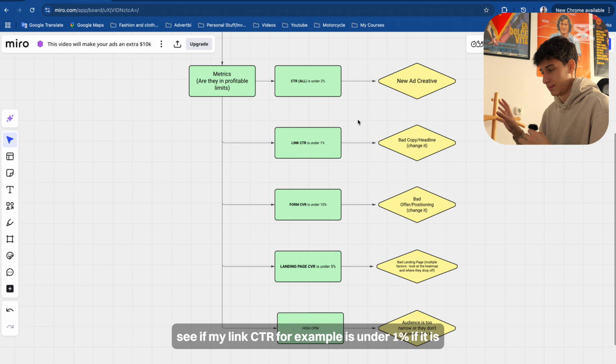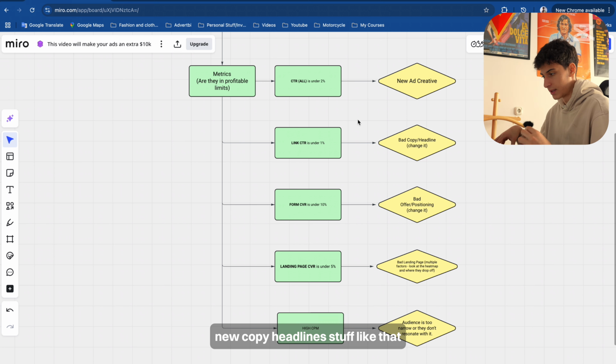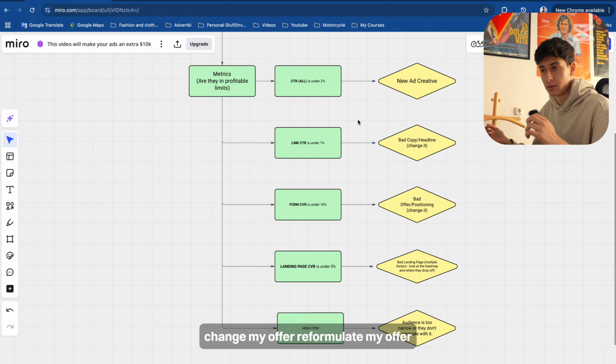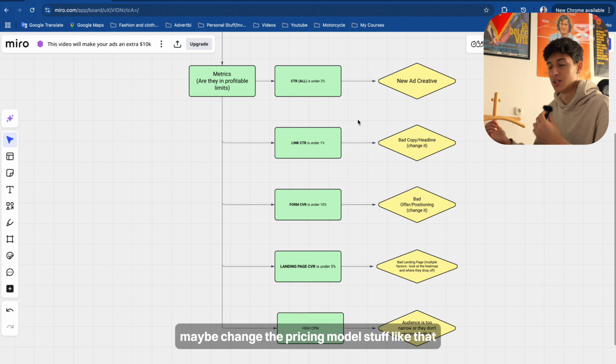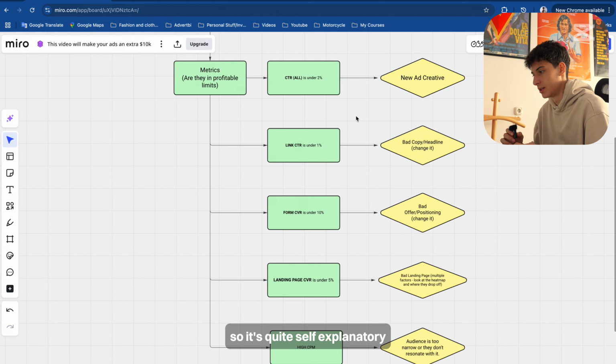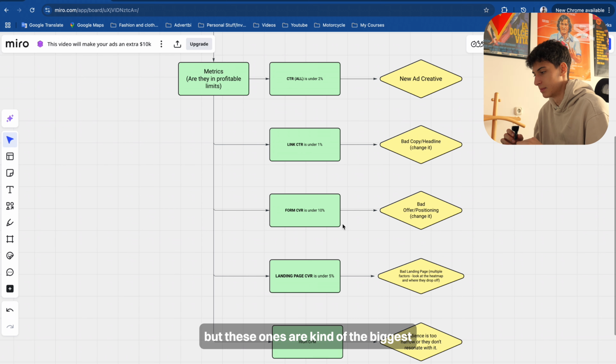See if my link CTR, for example, is under 1%. If it is, I have to change my headline or copy. Test new copy, headlines, stuff like that. If your form CVR is under 10%, you have a bad offer. Change my offer, reformulate my offer, maybe change the pricing model, stuff like that. So it's quite self-explanatory. Now, of course, there could be a lot of different metrics, but these ones are kind of the biggest.